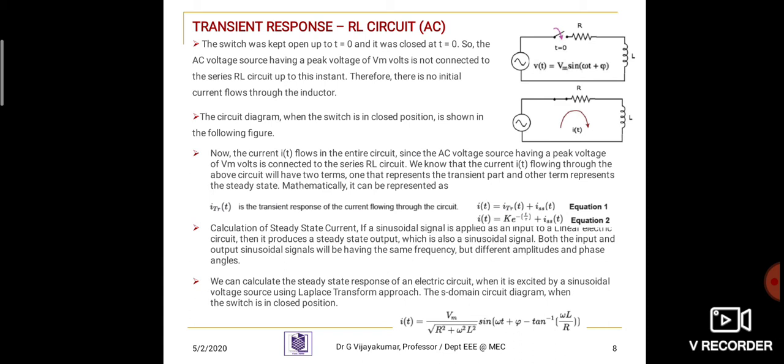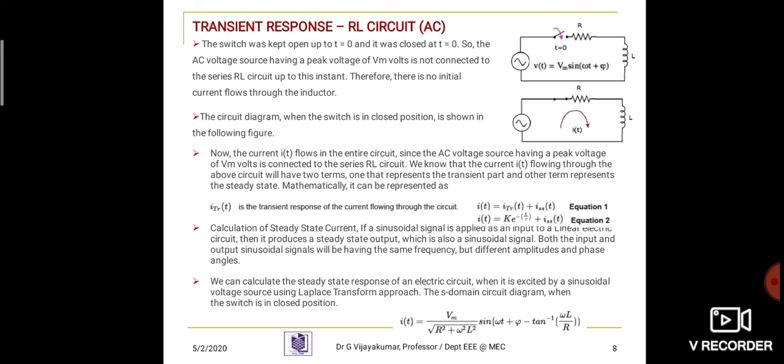Transient response of RL circuit with AC supply. In the previous cases we considered only DC supply for the RC and RL circuit. For our understanding, I am explaining with an example of AC supply. All the equations we studied in the RC case are also the same here, but we are going to introduce a complex term. The switch was kept open up to t is equal to 0 and it is closed at t is equal to 0. So all the assumptions made in the previous two cases are taken into account here also.